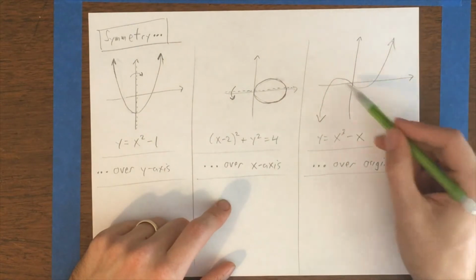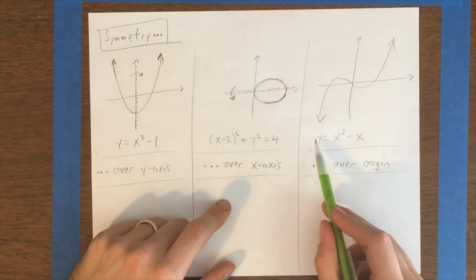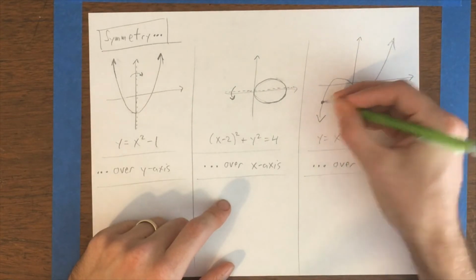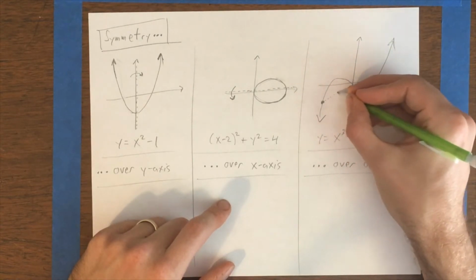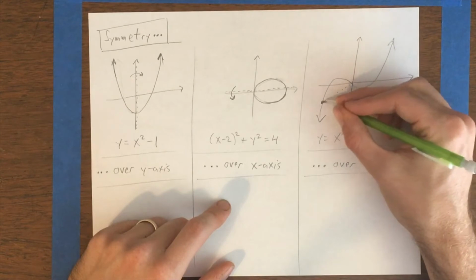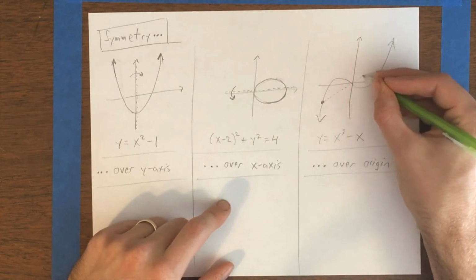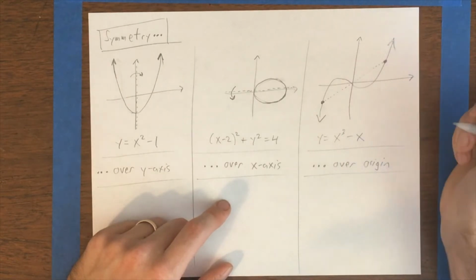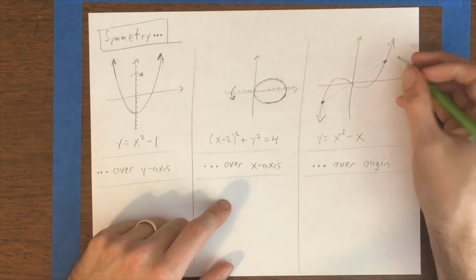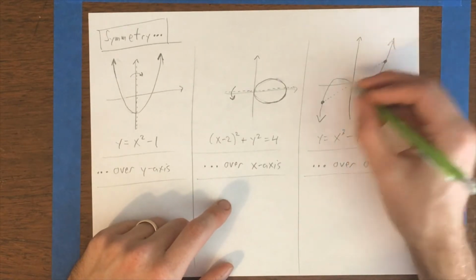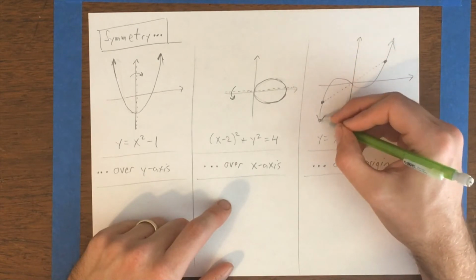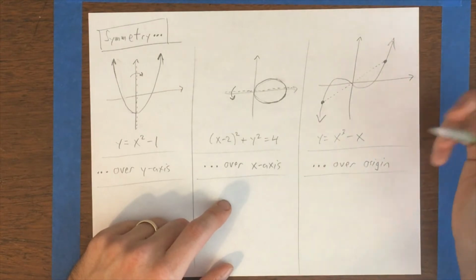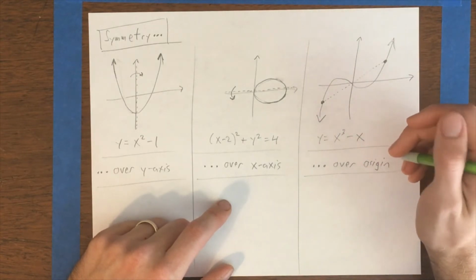And this graph, which is a cubic polynomial, y equals x cubed minus x, has what we call symmetry over the origin, which means if you take a point and you draw a straight line to the origin, and then keep going in the same direction, the same distance, you will find another point on the graph. You'll always find another point if you go through the origin. You can do that with any two points. Pick a point, go through, and you'll find another one on the other side, the same distance away. So those are the three types of symmetry.